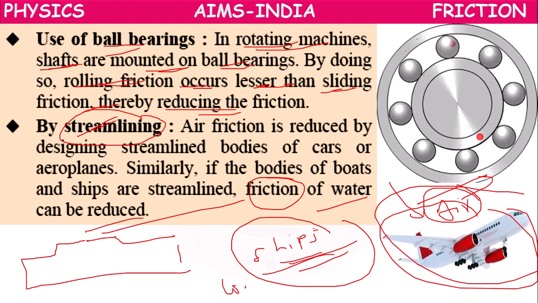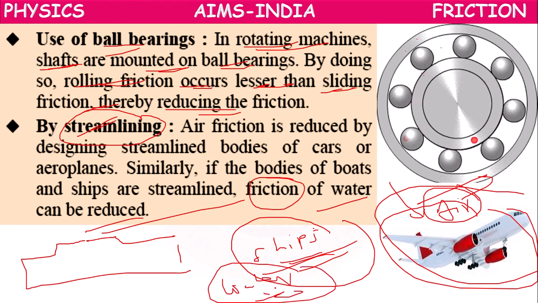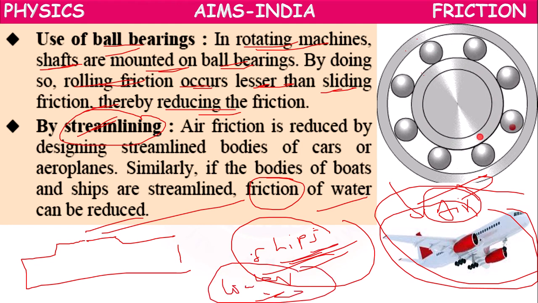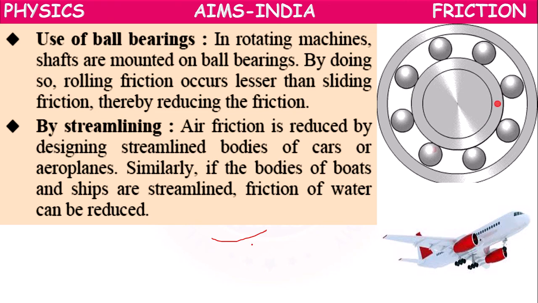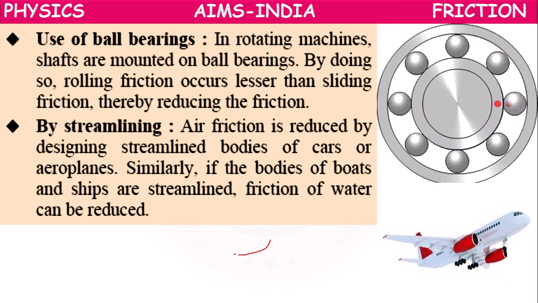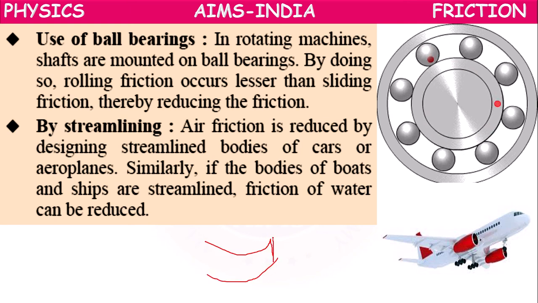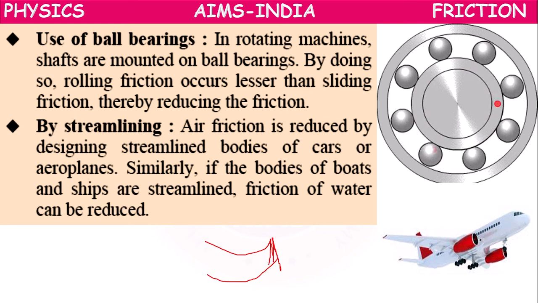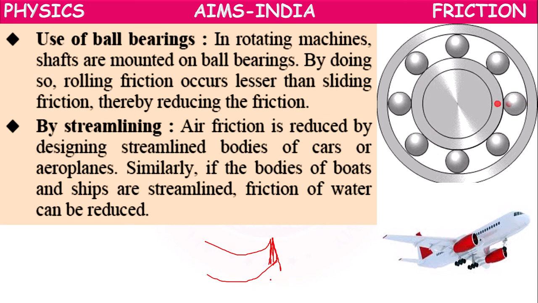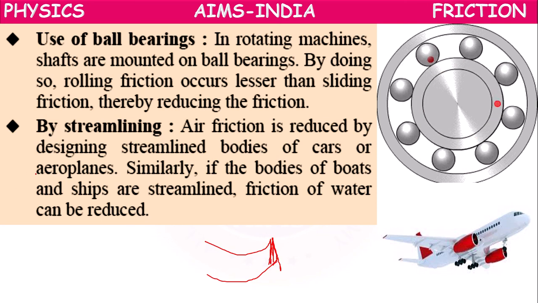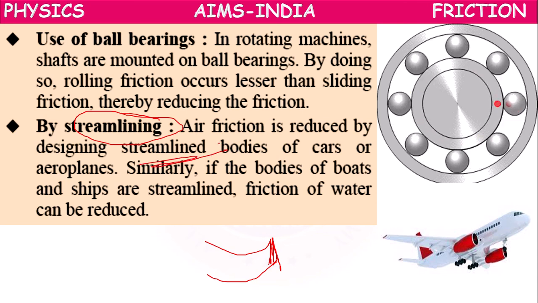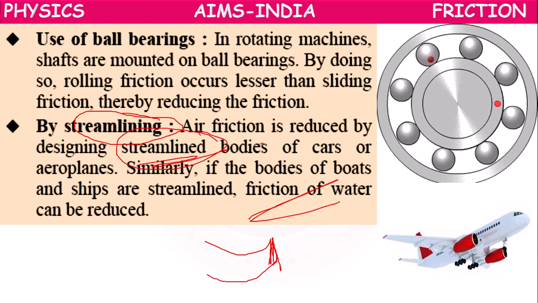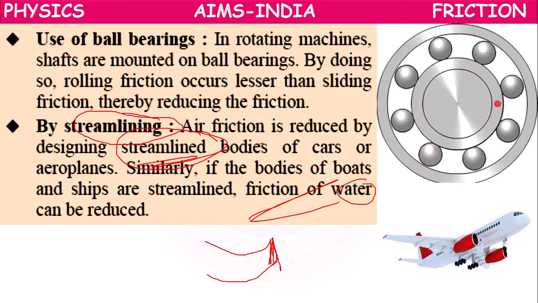For the ships also, when they are moving in water, to reduce the friction by water, their shape is specially designed. The front part will be somewhat sharp so that it can easily penetrate through the water. By specially designing the body of vehicles, by streamlining their bodies, we can reduce the friction by either air or water.